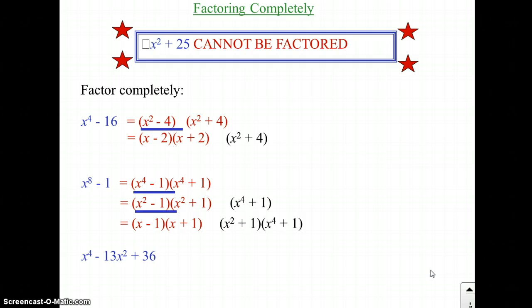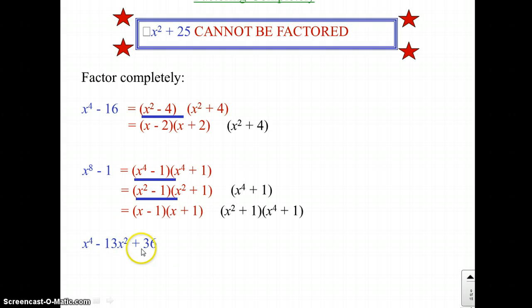x to the fourth minus 13x squared plus 36. This is a simple trinomial because the number in front of the highest degree term is a 1. So use our sum product method. What 2 numbers add to negative 13 and multiply to positive 36? Well, those numbers are minus 9 and minus 4. So the factors here should be x squared minus 9 and x squared minus 4. Right? x squared times x squared will give us x to the fourth. If we expand this out, negative 4x squared minus 9x squared gives us minus 13x squared. So we must have x squareds in the front of the bracket if I have an x to the fourth as my leading term of this trinomial.